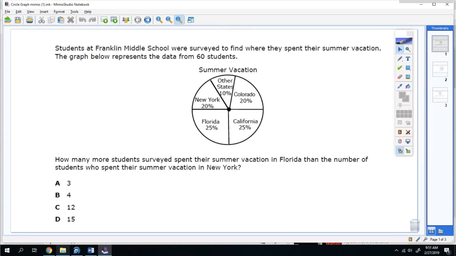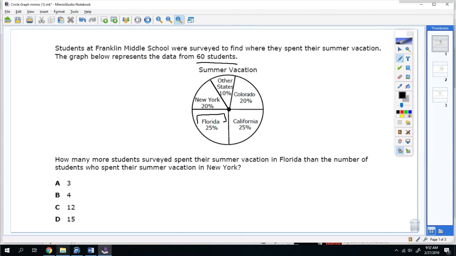notes for bar graph. So this is the first problem that was handed out to you on the paper. It says students at Franklin Middle School were surveyed to find where they spent their summer vacation. The graph below represents the data from 60 students. So 60 students is your total. It says how many more students surveyed spent their summer vacation in Florida than the number of people who spent it in New York.